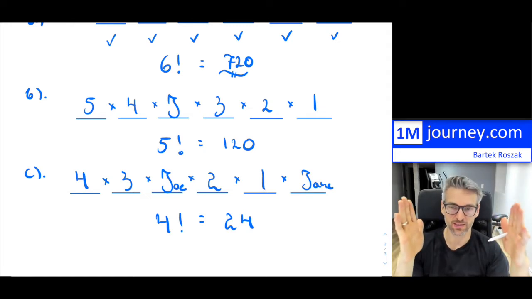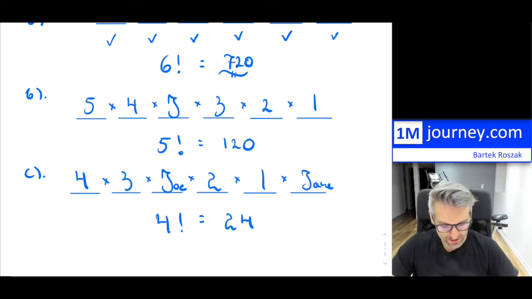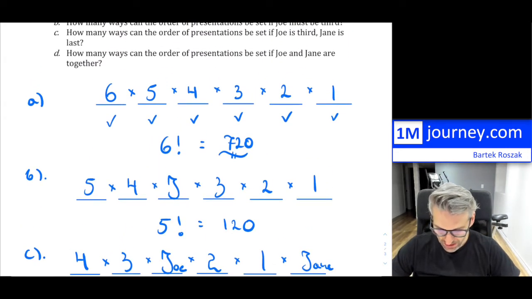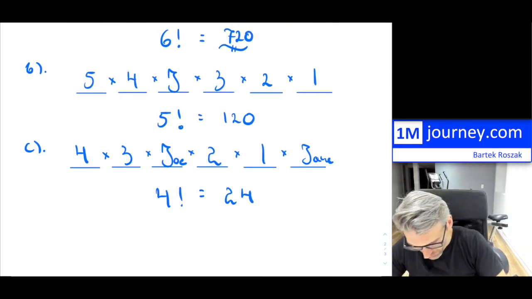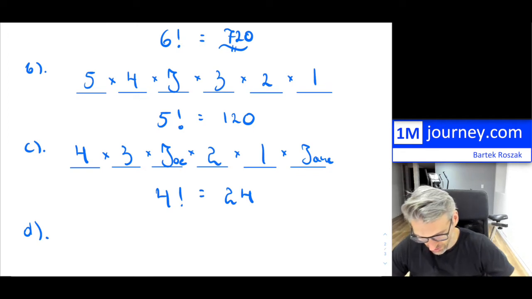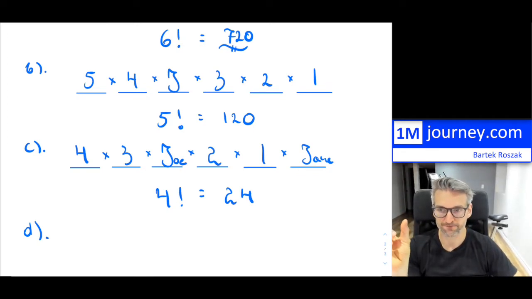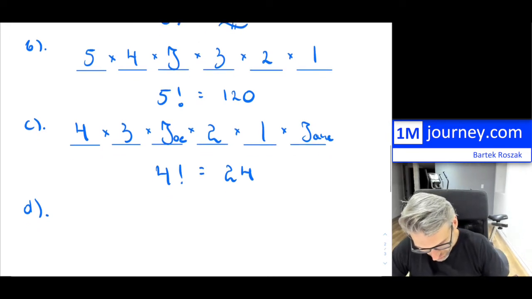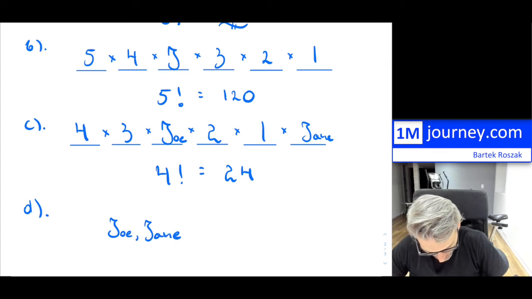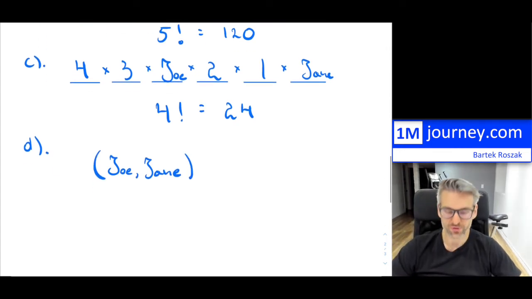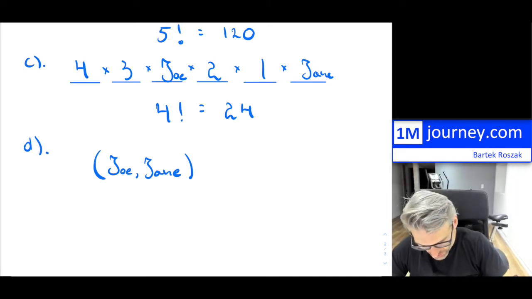So as soon as you start fixing some of the orders, it certainly does reduce what you have. Now the last one, part D, is probably the hardest. How many ways can the order of presentations be set if Joe and Jane are together? They must be together, which doesn't mean that they're together in a particular spot. They just must be side by side. So in this case, Joe and Jane are together. So this is, let's say, Joe and Jane. They're fixed together. Now there are really 2 factorial ways to swap them, right? Because you can have Joe and Jane together, and then you can have Jane and Joe.